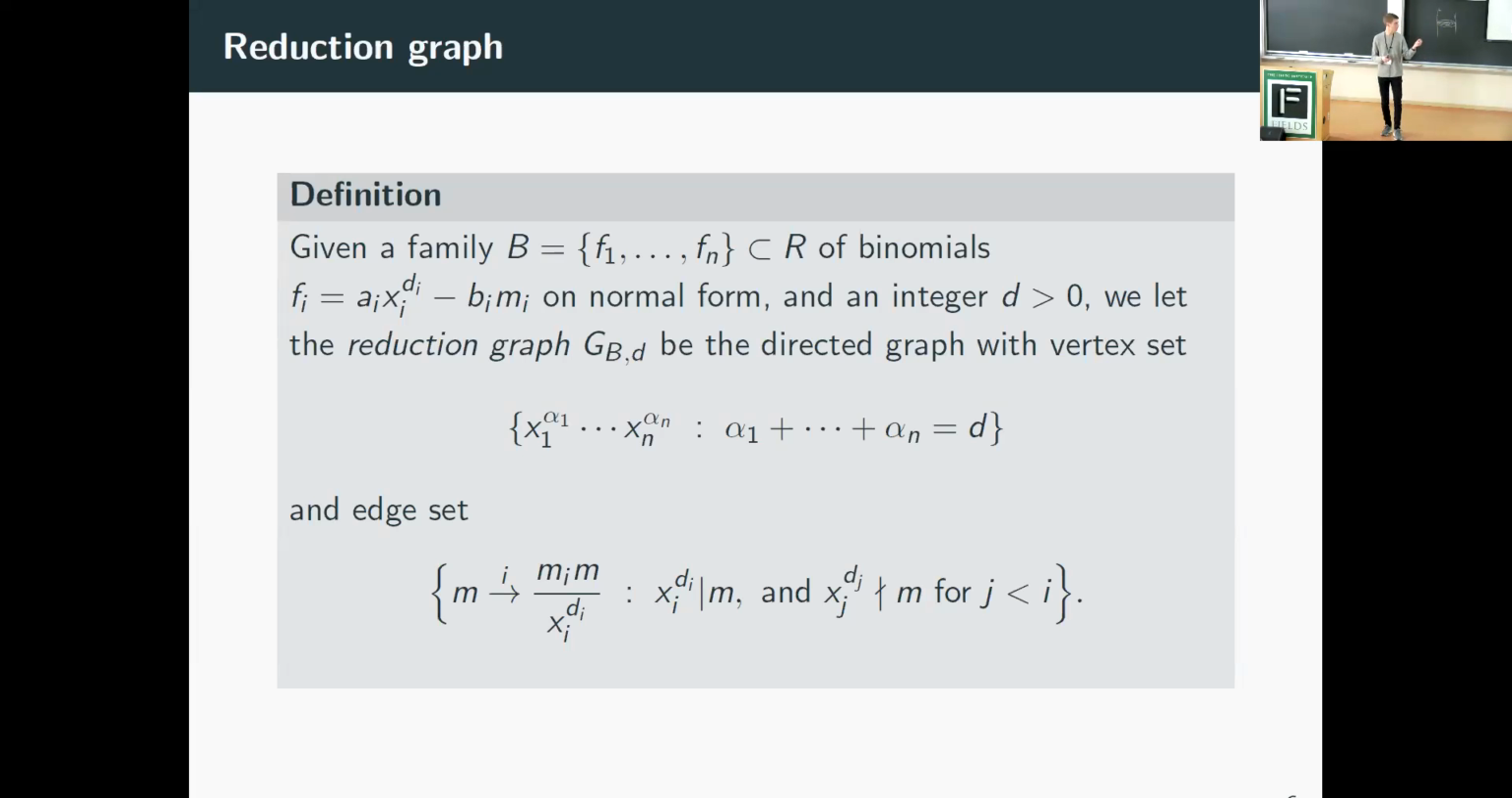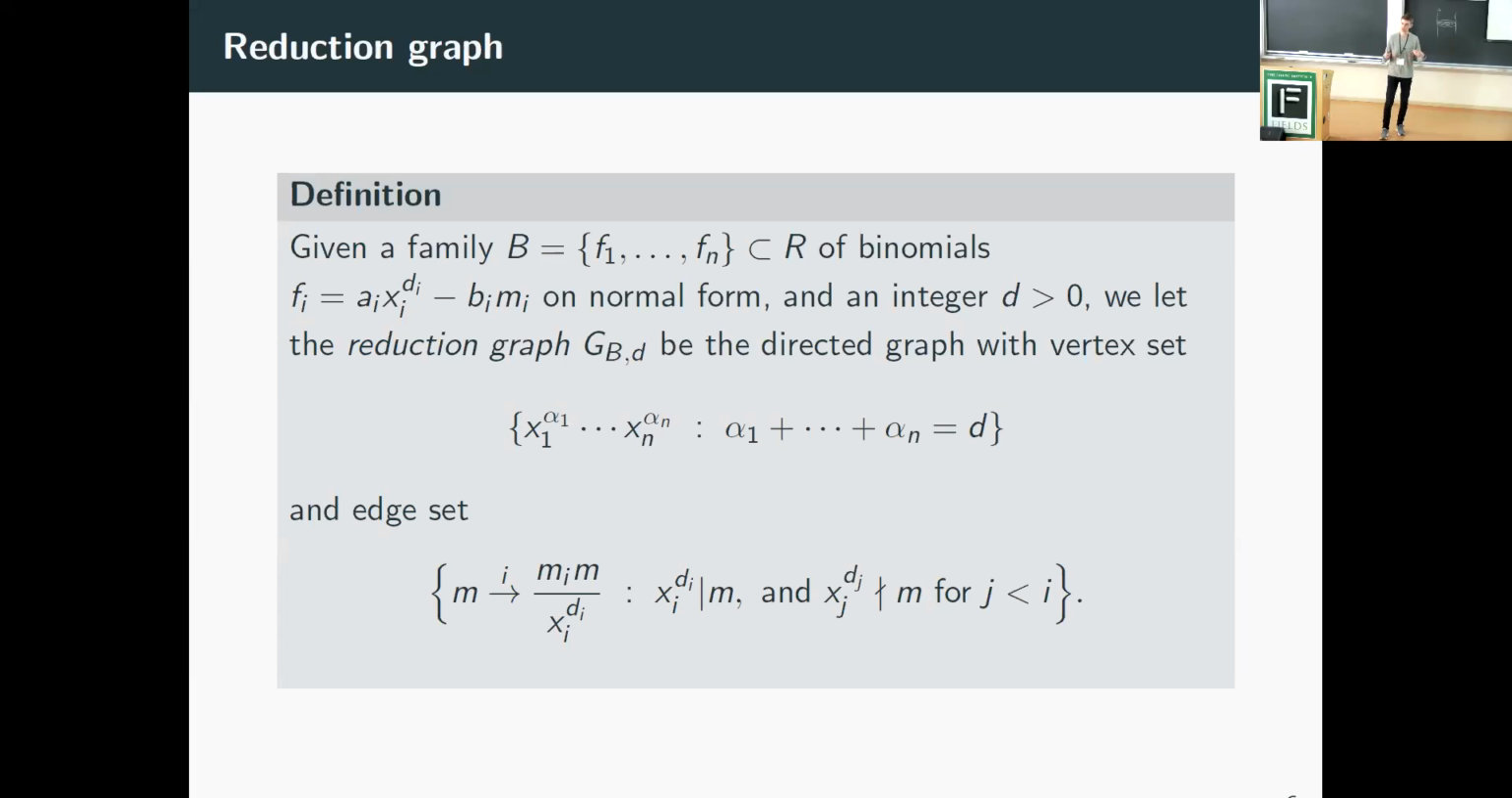If that monomial, rather I should say, look at the smallest i for which xi to the di divides that monomial. If such an i exists, divide it by that and multiply by the mi. And this xi to the di and mi are those determined by our binomials. And if no such i exists, then there is just no edge going out from that one vertex.